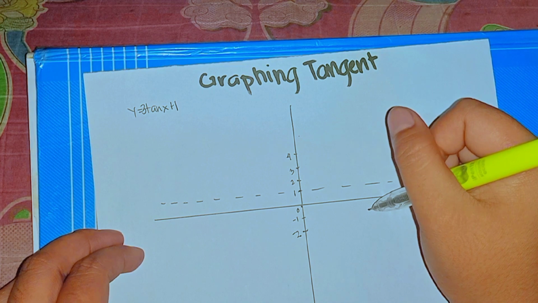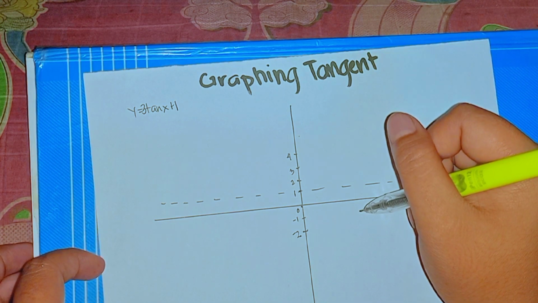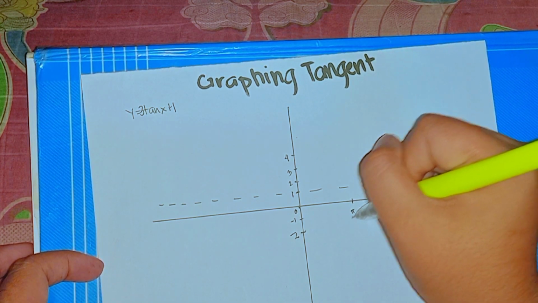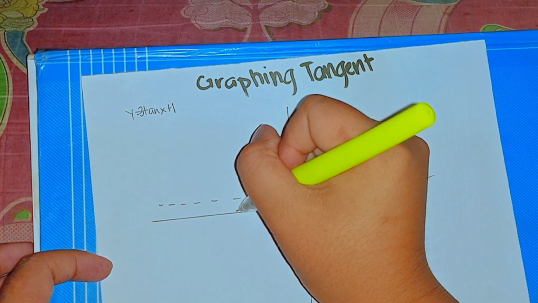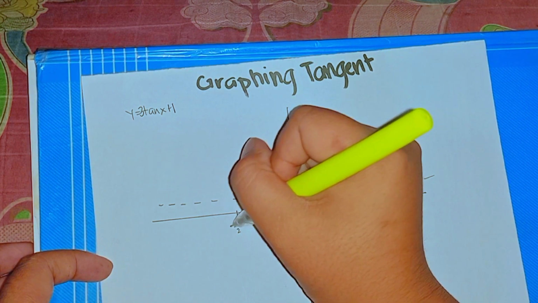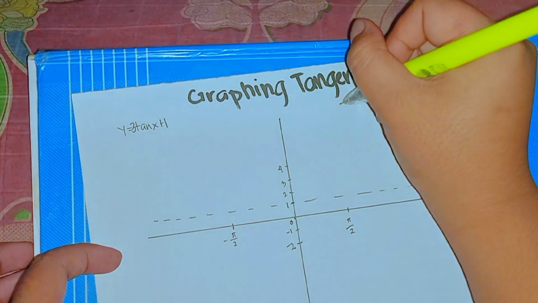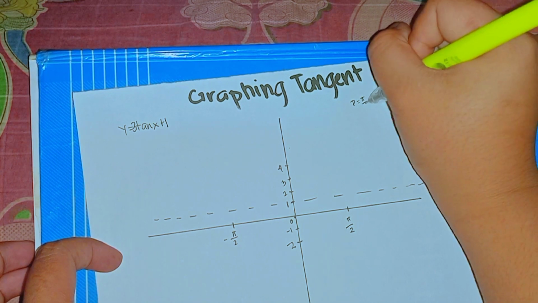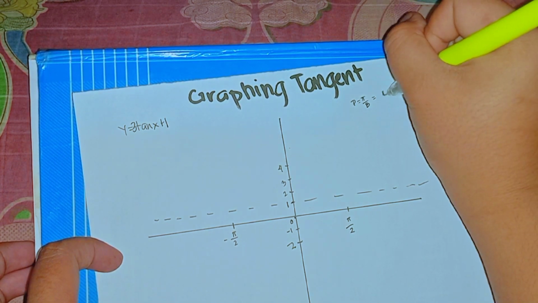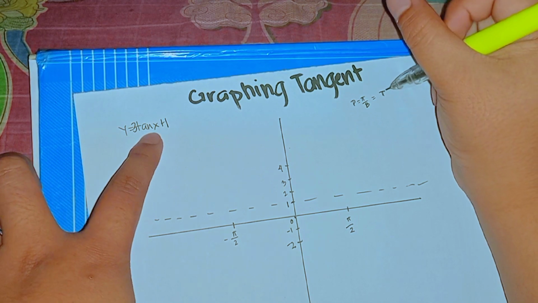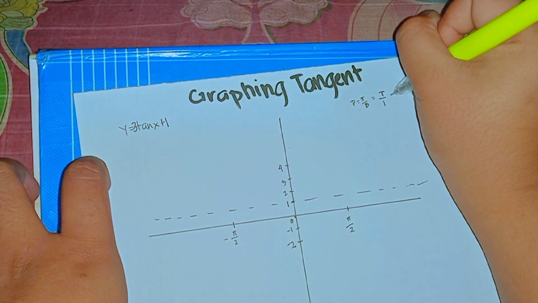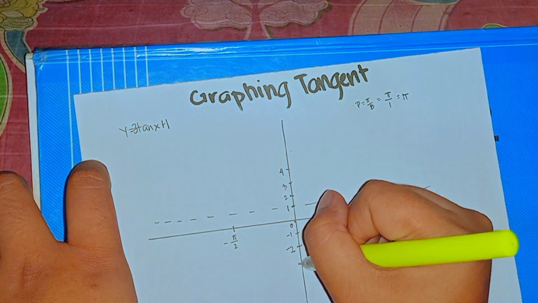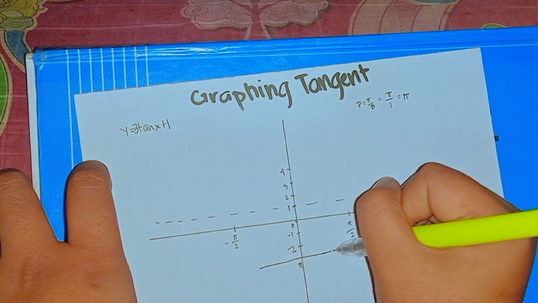In graphing a tangent, we need to remember the two asymptotes. This is pi over 2 and negative pi over 2. In getting the period for tangent and cotangent, the formula is period equals pi over b, where b is the number in front of x, so pi over 1, then equal to pi. Period is the distance between the two asymptotes.